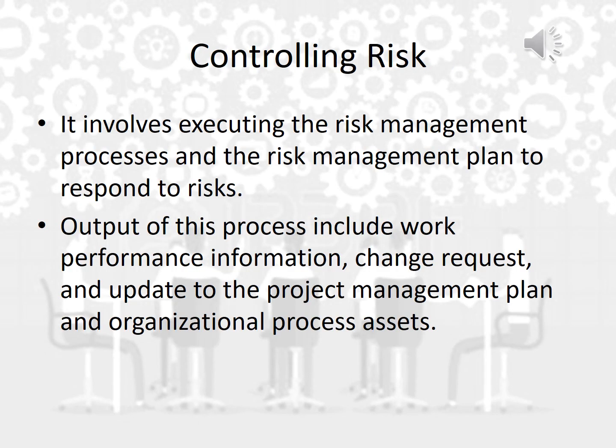Controlling risk is the last process in project risk management. It involves executing the risk management process and the risk management plan to respond to risks. The expected outputs of this process include work performance information, change requests, updates to the project management plan, and organizational process assets. Now, by ending this slide, we finish all the related information and knowledge on project risk management.